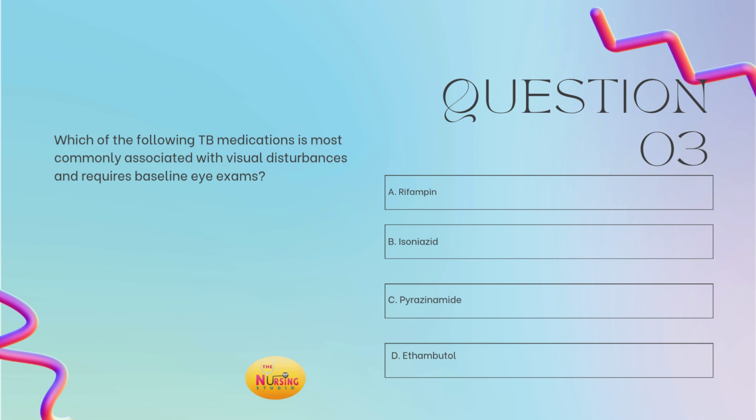All right, the question is the stem, and it states, which of the following TB medications is most commonly associated with visual disturbances and requires a baseline eye exam? And your best answer is D, ethambutol. I always say think E for eyes and E for ethambutol. Remember, when you're prescribing the ethambutol, you want to make sure you get a baseline eye exam because it can cause visual disturbances.